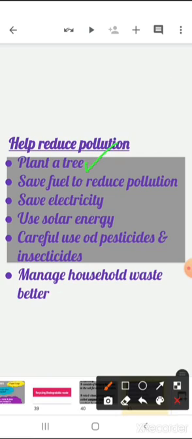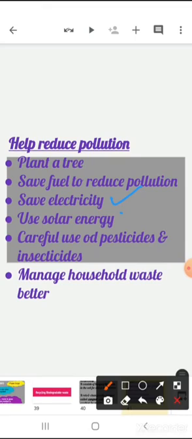Save fuel to reduce pollution. We have to save the fuel. That means if we are going to some nearby place, we should avoid using cars or motor vehicles. We should use a bicycle.